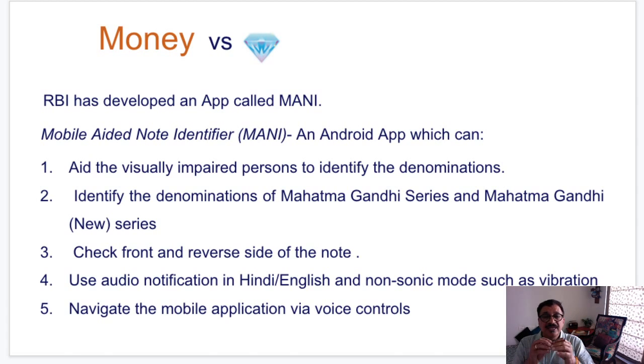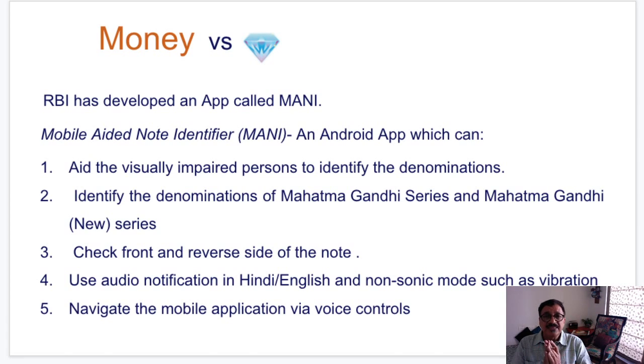For example, when we say visually impaired, it means they're not necessarily totally blind. It could be a 100% loss of vision, or a partial loss of vision, or you may be color blind, as somebody says, who's not able to distinguish between red and green.